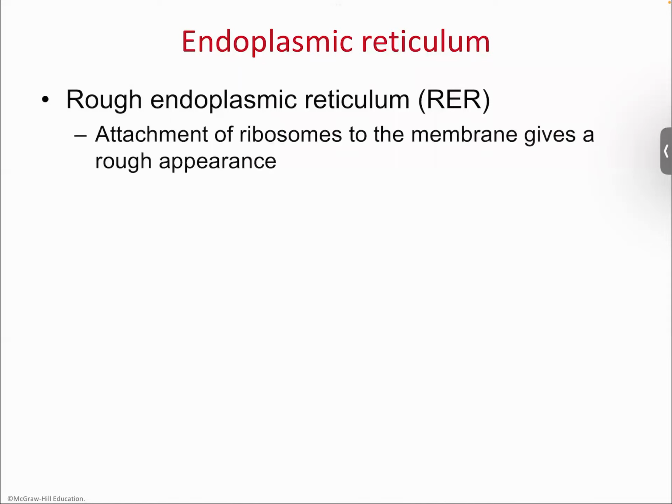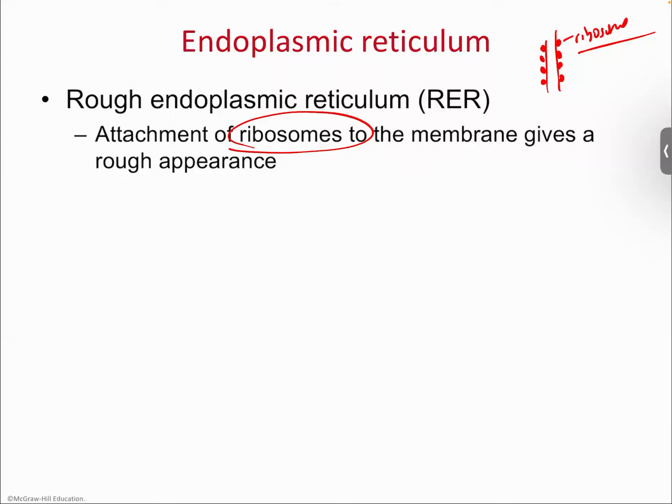Now, the rough ER is so called because it is basically stubbled with ribosomes. There are lots of ribosomes attached to the membranes of the rough ER that give it this stubbly appearance. And this is the reason why it's called rough. But you could imagine that if you have ribosomes attached to these, then you know that it's doing protein synthesis. But the question is, which proteins?